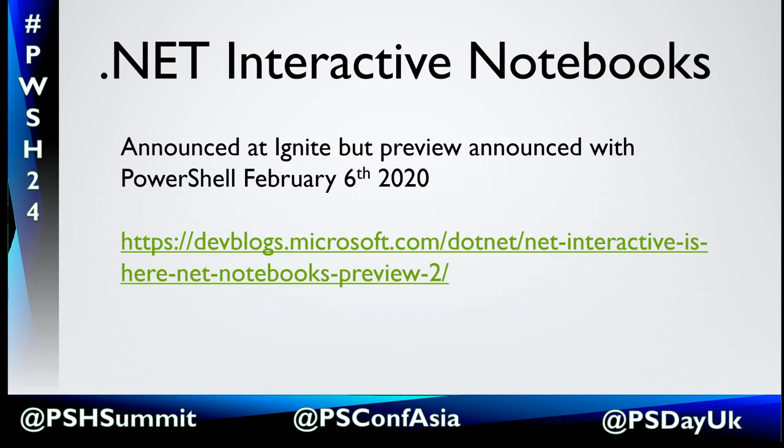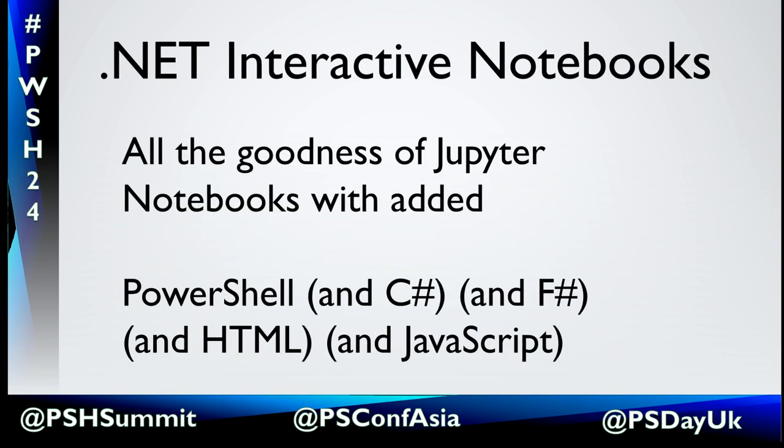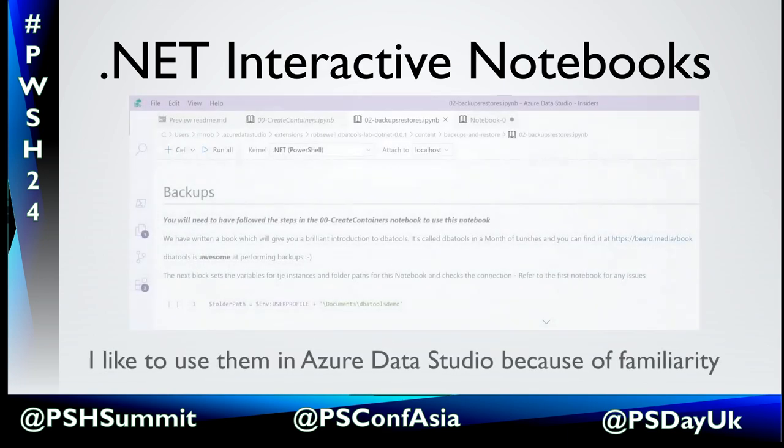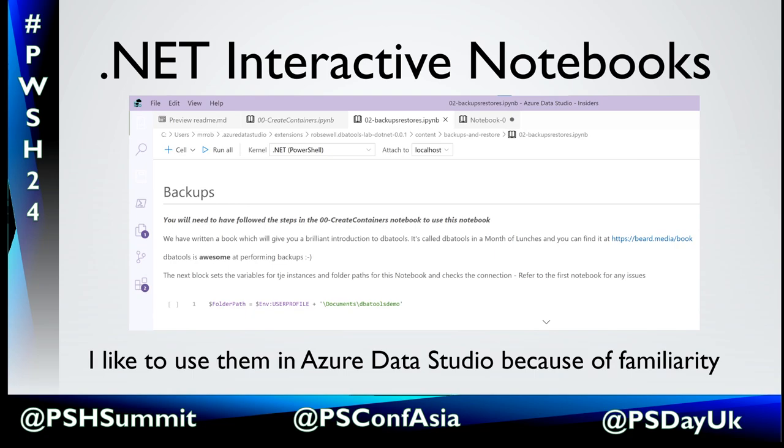There's some confusion with notebooks. So we've got notebooks in Azure Data Studio. These are running in Python. These are Jupyter notebooks. They can have PowerShell, they can have SQL, they can have Spark, they can have Python, they can have R. But at Ignite, we had .NET interactive notebooks announced. And those are now available. In fact, that blog post link is to the preview 2, and preview 3 is now out and available. .NET interactive notebooks have all the goodness of Jupyter notebooks, plus PowerShell Core and C# and F# and .core HTML and .core JavaScript. So there's a whole lot more that you can do with a .NET interactive notebook. I like to use them in Azure Data Studio because there's extra functionality there and because I'm used to creating notebooks in Azure Data Studio.